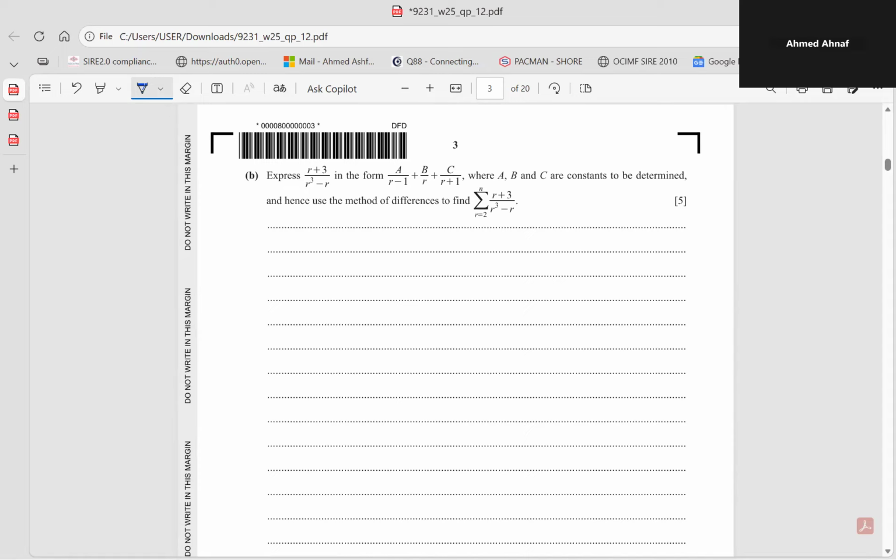Okay, so for the next part, we are told to express this rational function in this form. So basically, we have to express this in partial fractions and split it up into partial fractions, basically, right? And then hence, using our result that we get here, we need to use the method of differences to find this summation, where r equals 2, all the way to n. So yeah, just be careful it's not r equals 1.